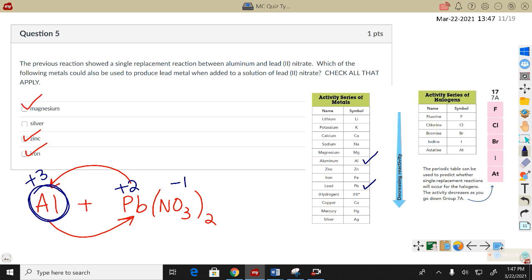The other one we tried, though, was copper. And that one did not work because copper is less reactive than lead. So no reaction. Now, we could have used any other element more reactive than lead. So iron, zinc, aluminum, magnesium, and so on. They would have all worked, and we would have formed the lead metal. But not silver. Silver, again, is less reactive than lead. But I could have used any of the other elements.